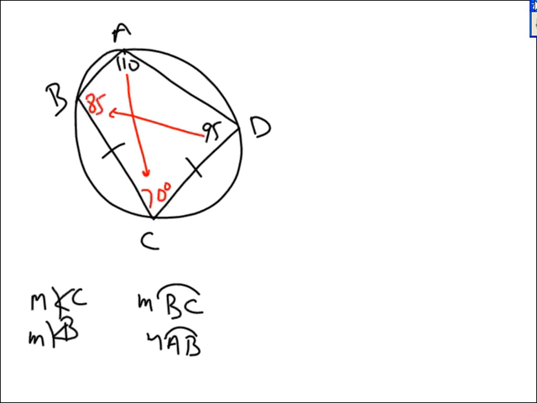Now opposite angles add up to 180. That is, they are supplementary. Okay. So we have the measure of angle C. It is 70 degrees. We now have the measure of angle B. It is 85 degrees.